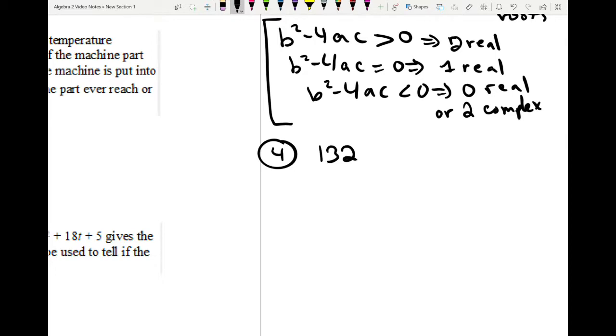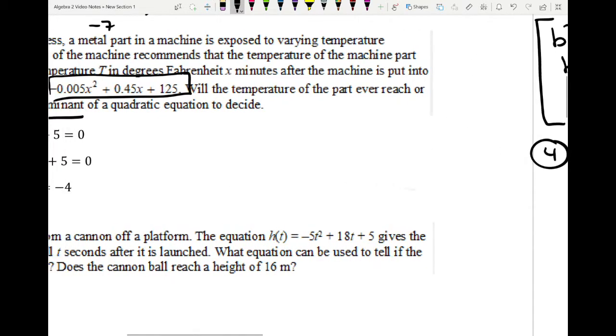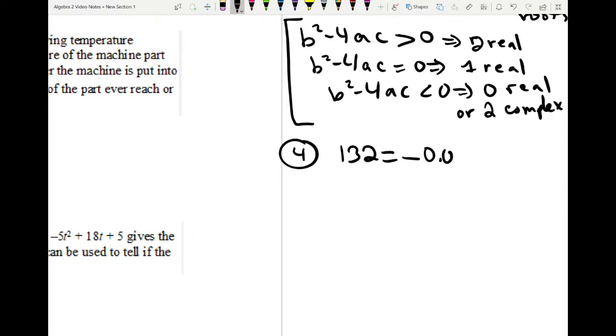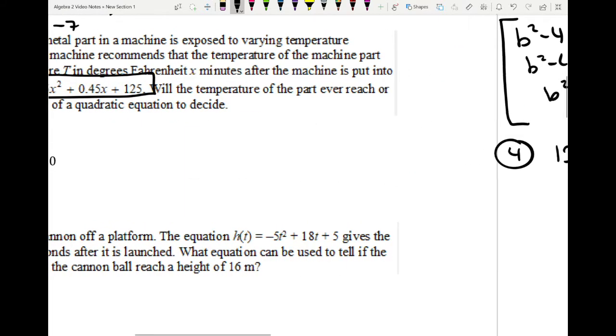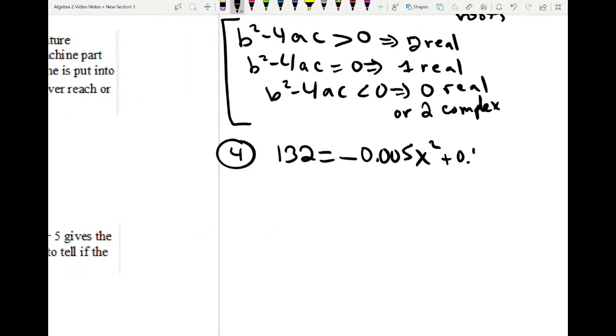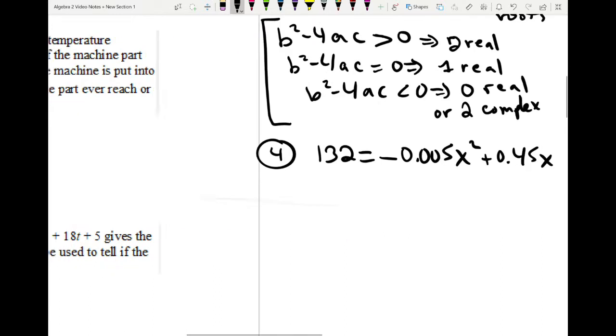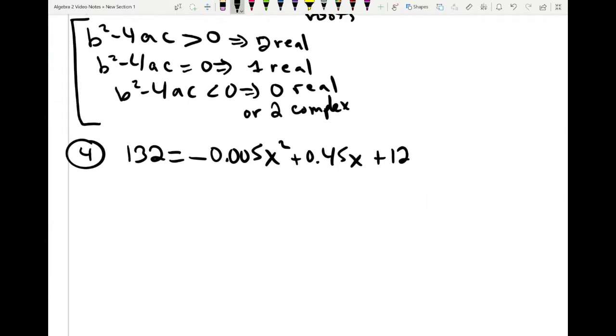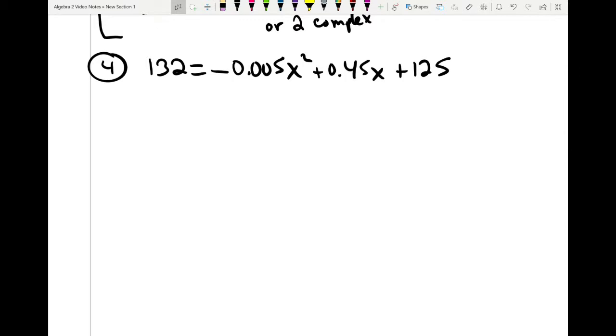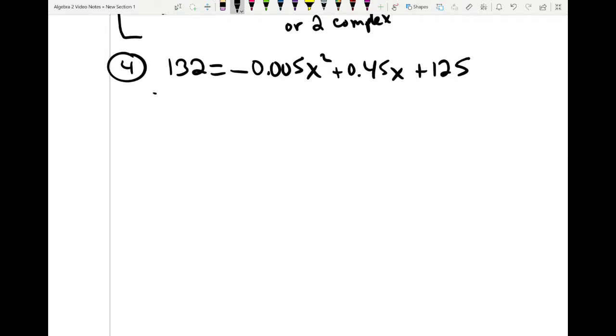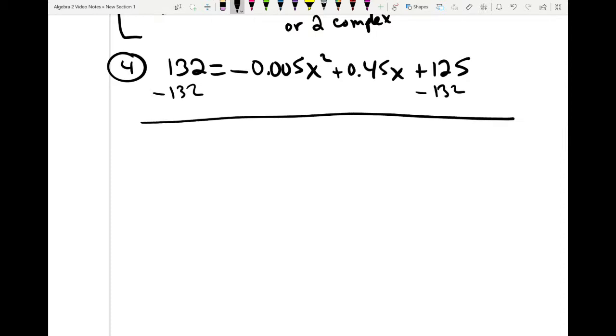So the temperature T is equal to 0.005 x squared plus 0.45 x plus 125. All right, so we want to see, are we going to have a solution here? In order to do that, we're going to do exactly what we did in problems 1 to 3 earlier. We're going to set one side equal to 0, so I'm going to move the 132 over by subtracting it. Whatever you do on one side, you do to the other side. So that cancels. Now we have 0 there. Bring down everything else.